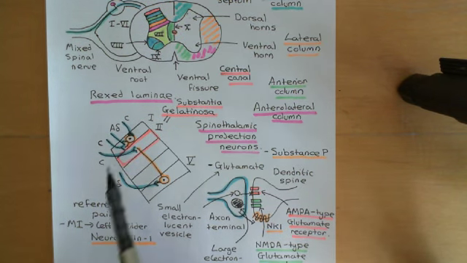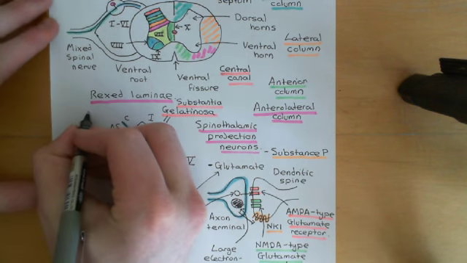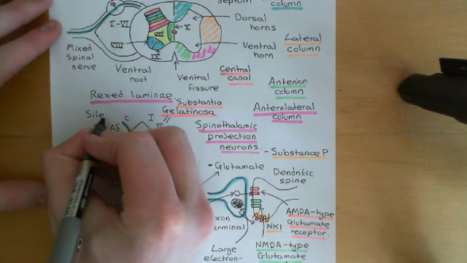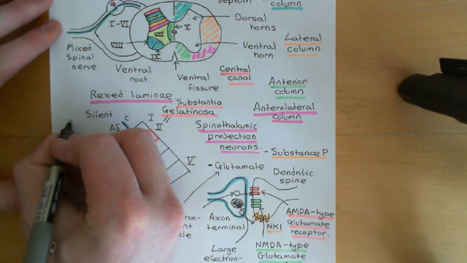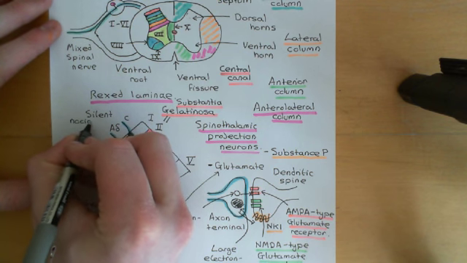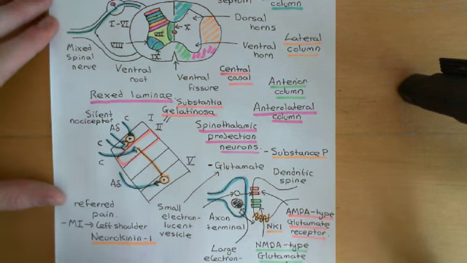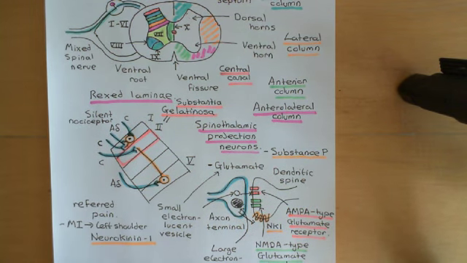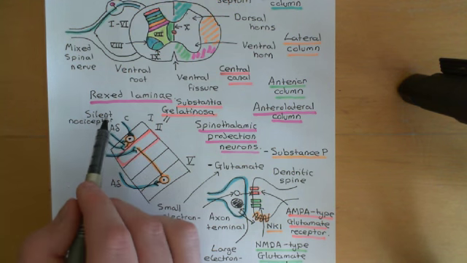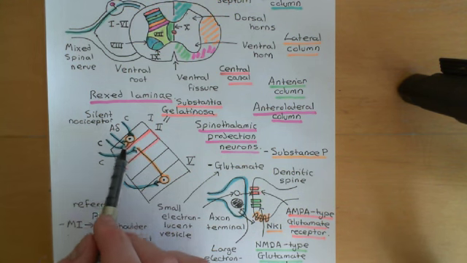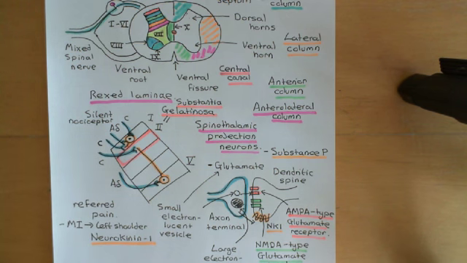Now, these silent nociceptive neurons are usually not active. It's very rare for them to be active. So if inflammation has occurred, which indeed it has in a myocardial infarction, however, these can become active and they can start activating the spinothalamic projection neurons and then causing pain.